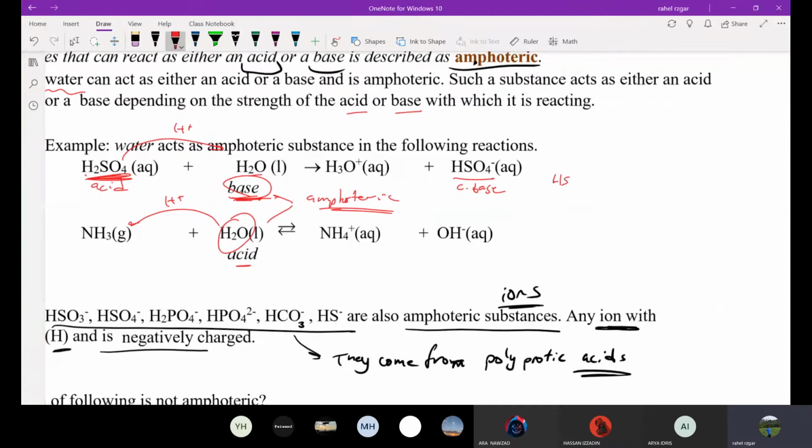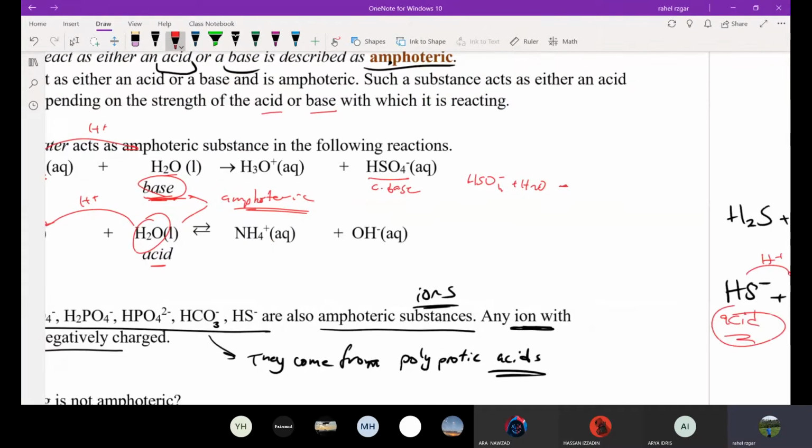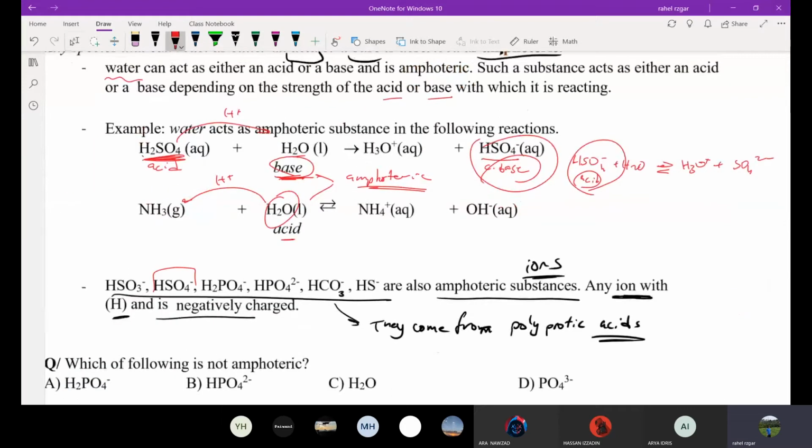For example, HSO4 negative can also react with H2O, from a diprotic acid, to become H3O and SO4 2 negative. And in here it acts as an acid, but in here it acts as a base. Because it acts as an acid, it can also act as a base. It has acidic and basic properties, but which one depends on what it is reacting with.